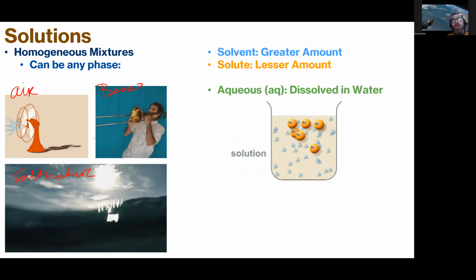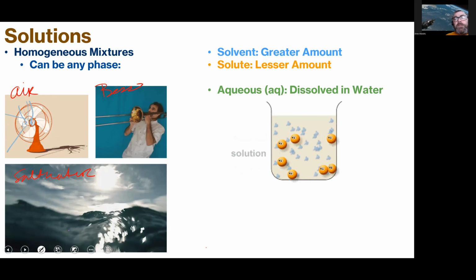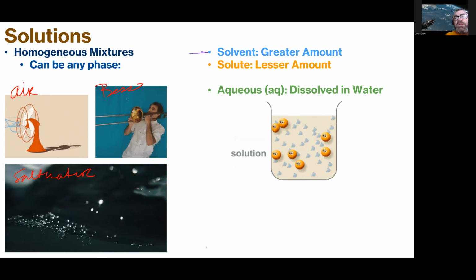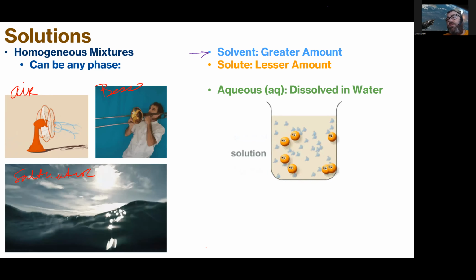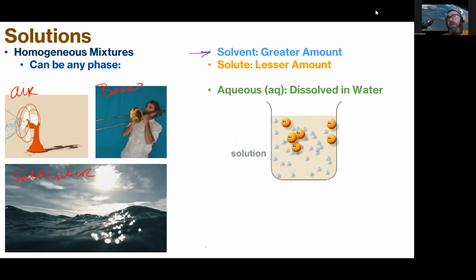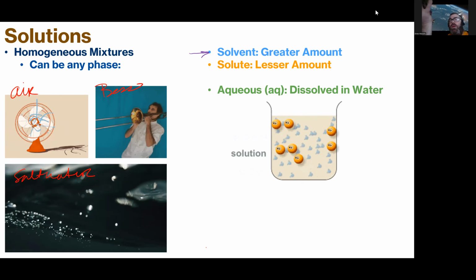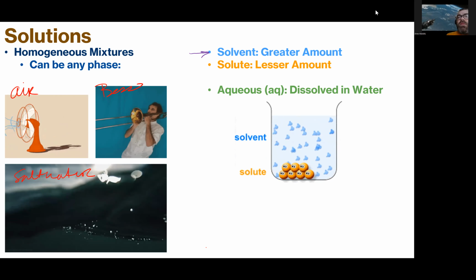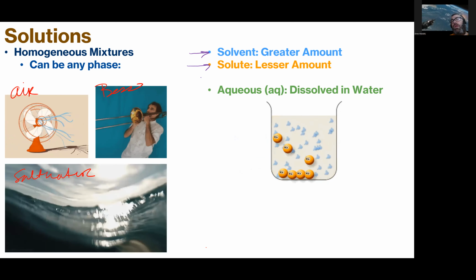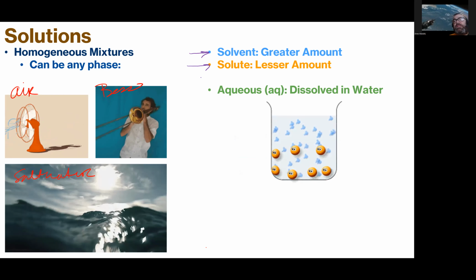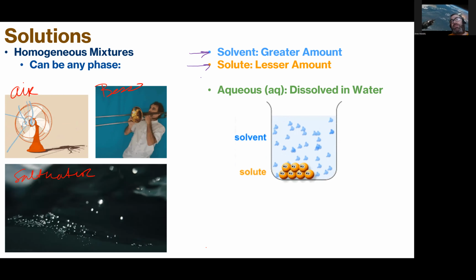Okay. We want to get a couple of terms in us here too while we're thinking about it. One of those being solvent. The solvent is the substance that's present in a greater amount. You can think about the solvent as whatever is doing the dissolving, right? It's the bulk of the solution. Okay. The solute is the thing that is dissolved, so it's present in a lesser amount. And we want to think of this as the solute plus the solvent together make a solution.